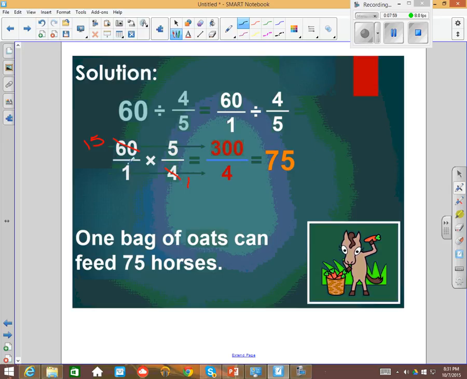Or you could have cross canceled. If you would have cross canceled, you still would have gotten 75. When I say cross cancel, find the common factor of 4 and 60. And the common factor was 4. 4 divided by 4 is 1. That's 15. Then you would have multiplied 15 times 5, and you still would have gotten 75. So one bag of oats can feed 75 horses.